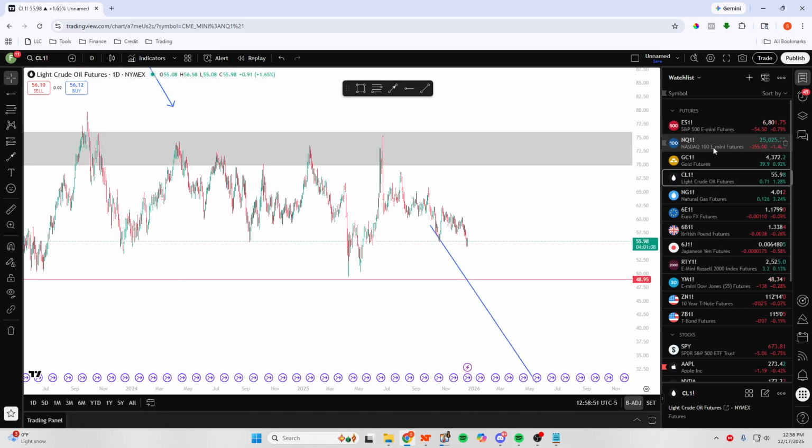Okay, so the trade that I took today, I actually had two trade ideas. One was on NASDAQ, one was on gold.